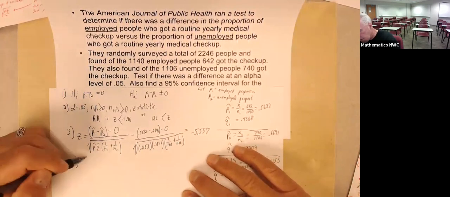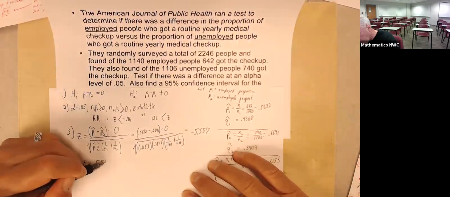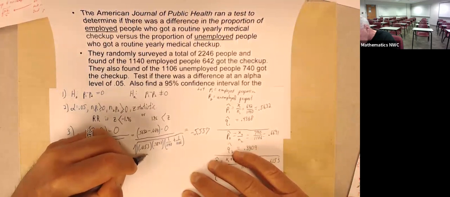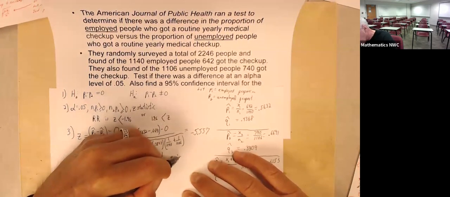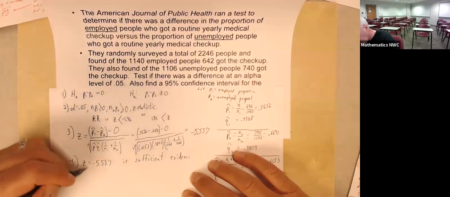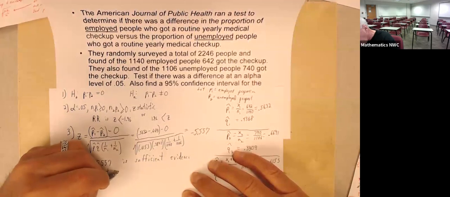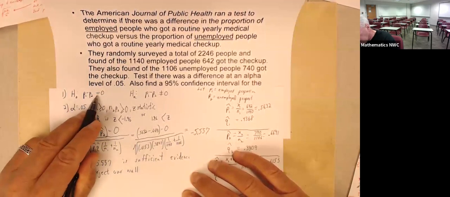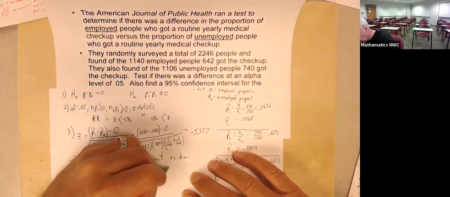Consequently, my conclusion, Z equal to a negative 5.557, is sufficient evidence to reject our null. Remember, our null said they were equal. We're rejecting that. And now conclude.